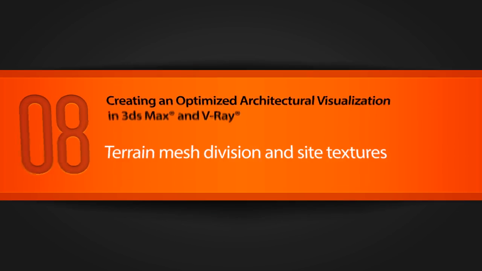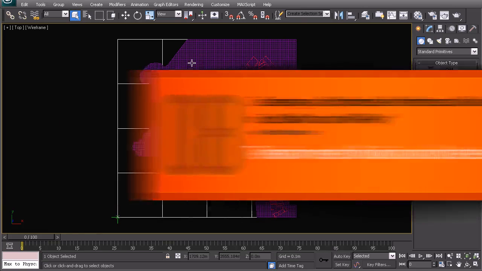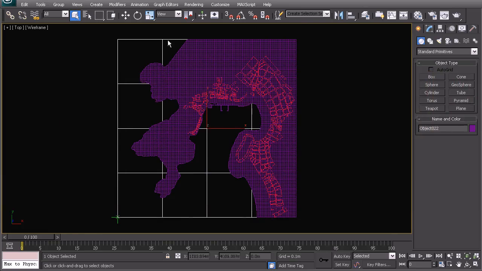In this video, we're going to be subdividing the two objects that we created in the previous video, being the terrain and the ocean. And once we're done with that, we're going to group them into their individual squares, and we will apply a texture to them that we created earlier on in Photoshop.